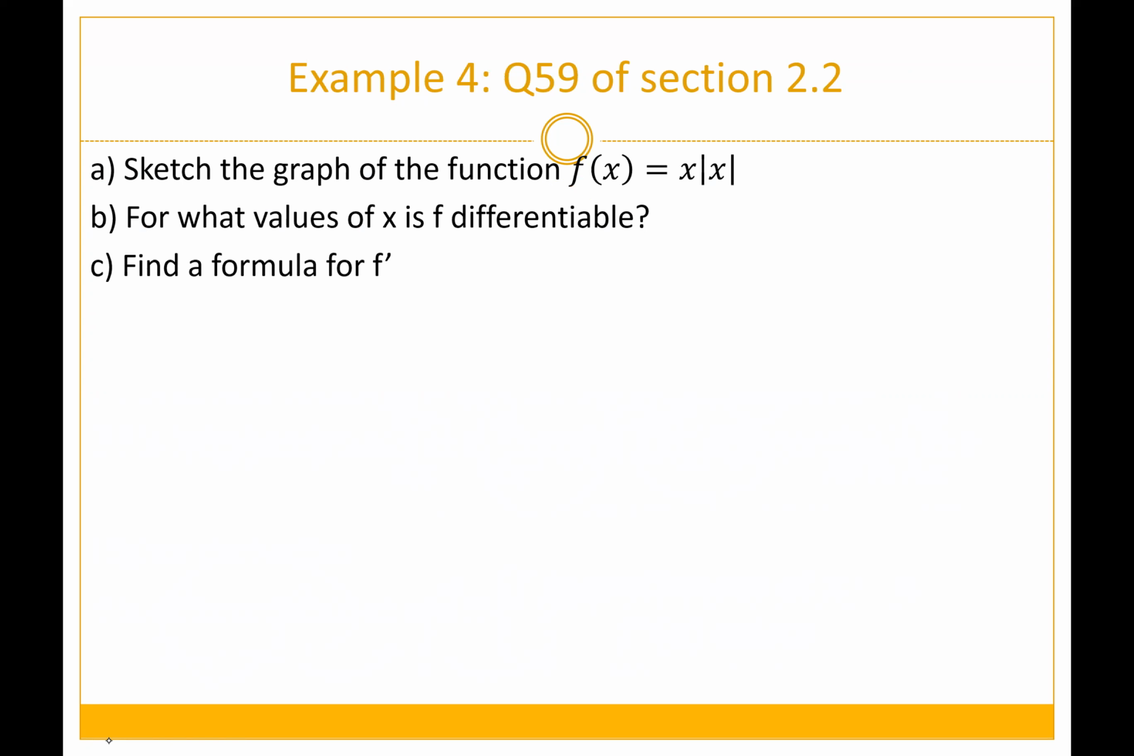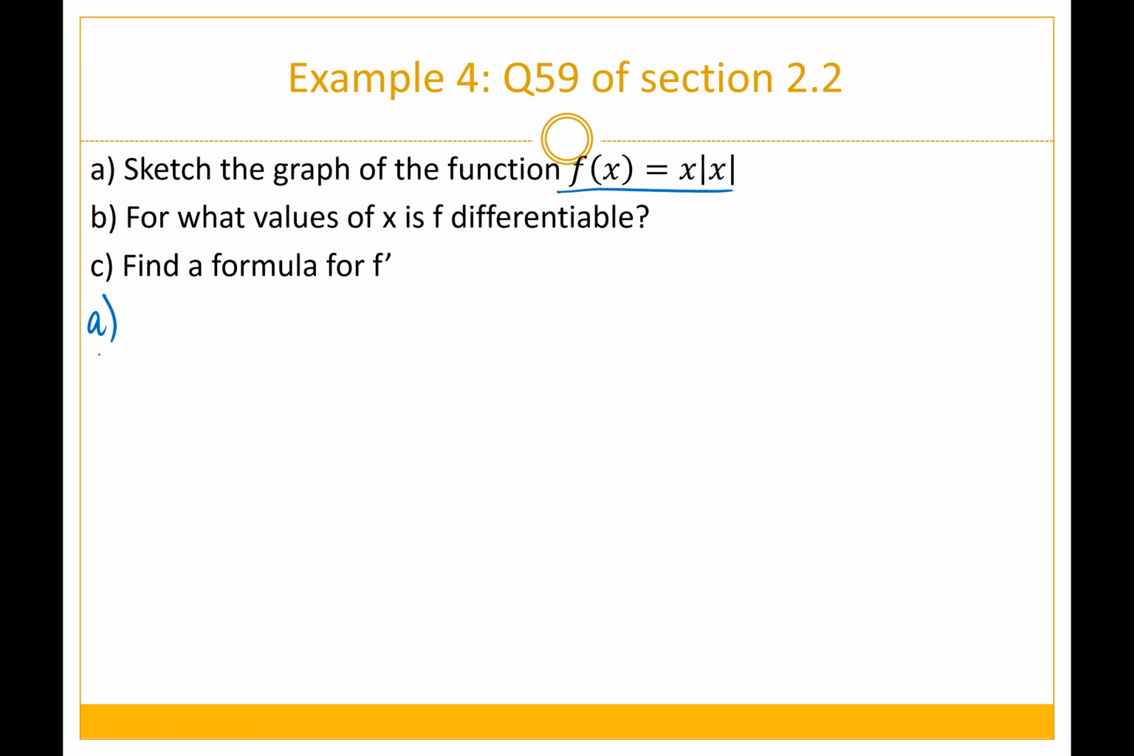Given the function f(x) equals x times the absolute value of x, sketch the graph of the function. Find for what values of x f is differentiable, and find a formula for f prime. And I would say before we get started, I think this is a challenging one. So if you have any questions during my explanation, feel free to stop me at any time. So we're going to get started.